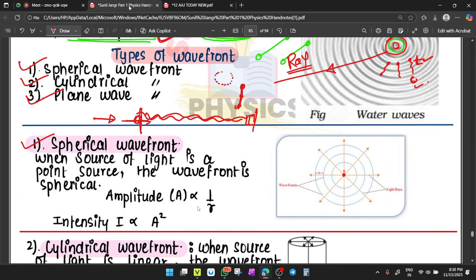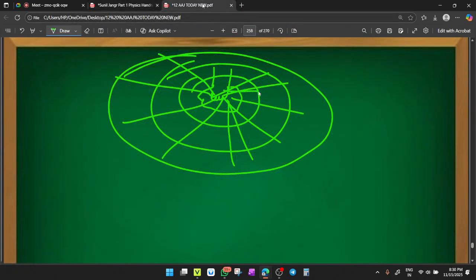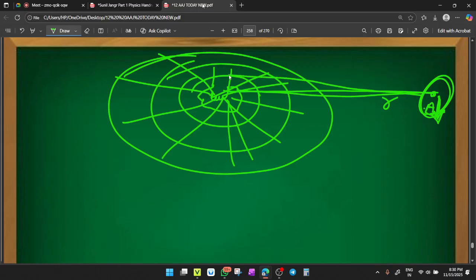Remember, amplitude A. Amplitude means maximum vibration, and it is inversely proportional to the radius. It means the greater the distance, the less will be the amplitude of the light. Obviously, as you move to large distances, the amplitude of light will be less. Yes or no? There will be less amount of light. Clear or not clear? And if you move towards the light source, you will have maximum amplitude. Clear?